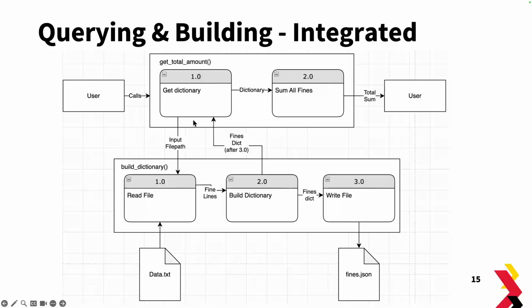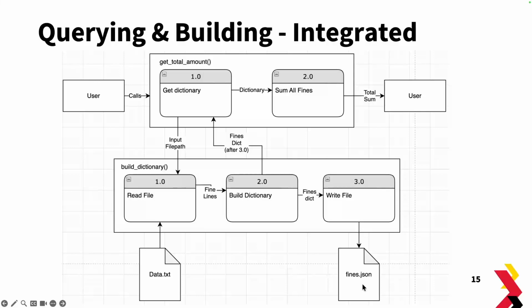First of all, we're getting the input file path as in the user input, which we actually had before. We didn't show it on the diagram. But we are getting the input file path, then we're reading the file data.txt, which should have the same name as the input, right? After that, it's parsing that into lines, which is then going into the build dictionary process. The build dictionary process will give the finds dictionary, which will be written.